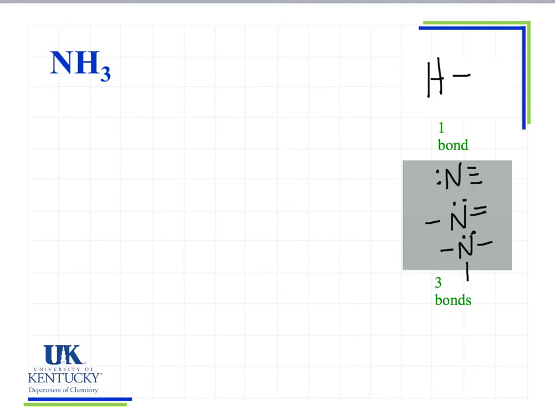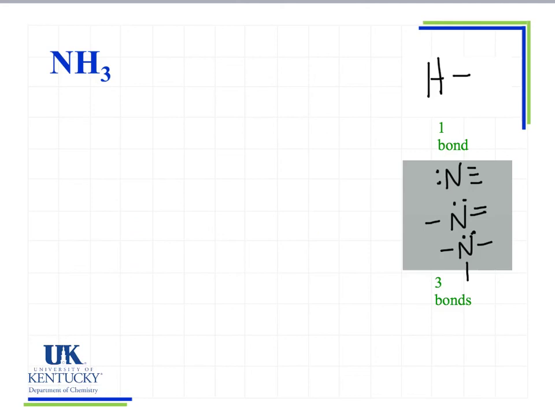Let's look at one more example here with NH3. Remember, I've got to have each atom with 8 electrons around it, but also to follow my bonding rules. Hydrogen can form 1. Nitrogen's only going to form 3. So I can look at this, and based on what I've learned in the previous 2 example problems, I see that hydrogen is only going to form 1 bond.